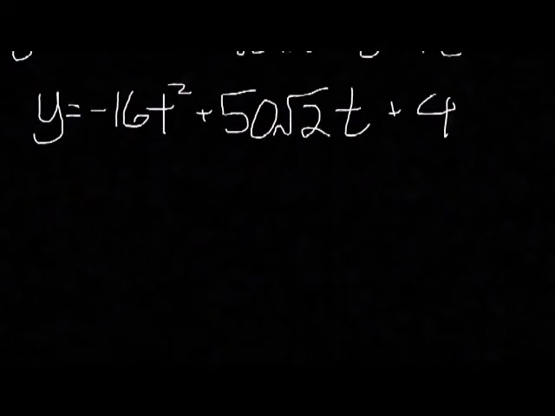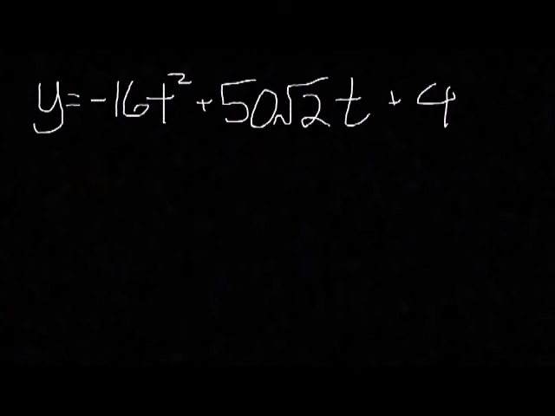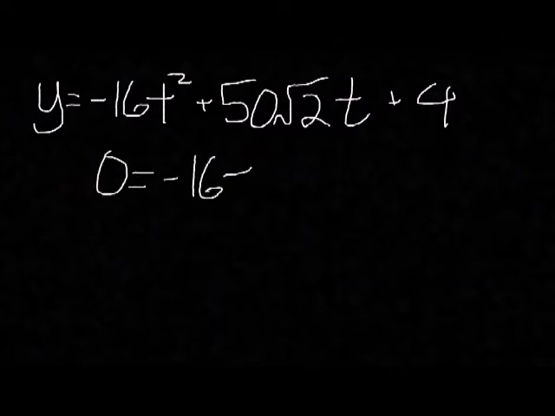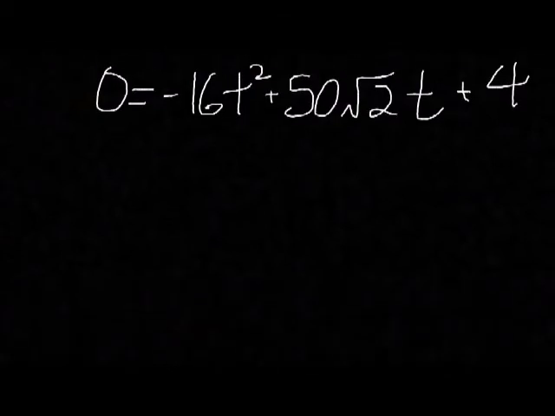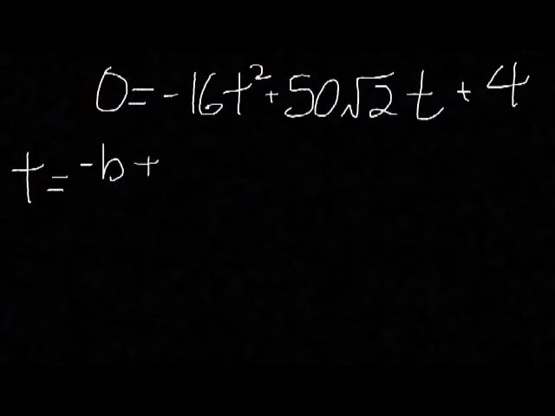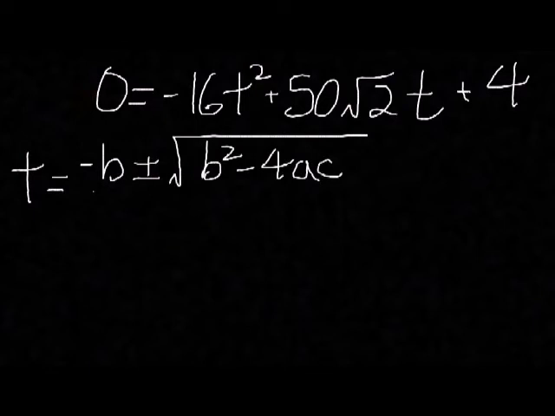In order to solve for the maximum distance, we need to set y equal to 0, because that's the amount of time that the ball stays in the air. So 0 would be equal to negative 16 t squared plus 50 root 2 t plus 4. Now we're going to have to use the quadratic formula for this, and it's going to get messy, but unfortunately there's nothing else we can do. The quadratic formula is t equals negative b plus or minus the square root of b squared minus 4ac, over 2a. Just a little reminder for those of us who have forgotten.